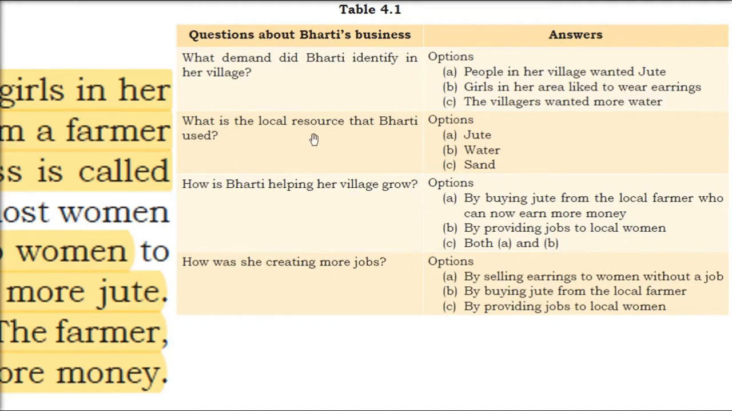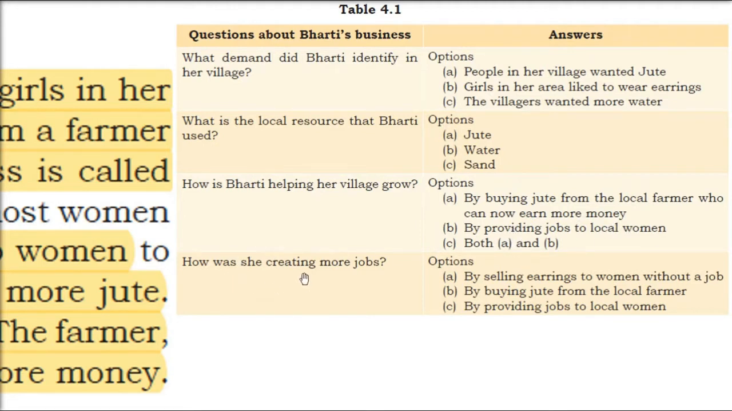What is the local resource that Bharti used? Now the local thing is jute. Jute is easily available. Jute is also there in the market. How is Bharti helping her village grow? Not even the village, but the other people in the market. By buying jute from the local farmer, they are now earning more money. The farmers are getting benefited. And also, she is providing jobs to local women whom she is hiring. So both are the correct answer.